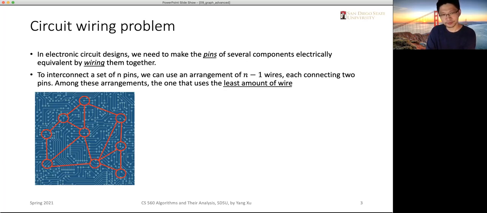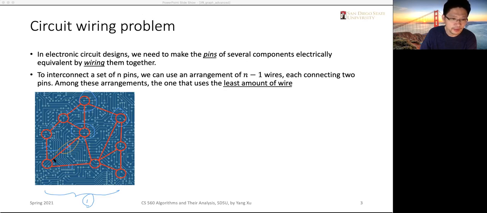So for example, in this leftmost example here, you can think of these circles as the pins, and those lines that connect those circles are the wires. Of course, this is our first solution, but it is not the ideal one, because a lot of those wires are unnecessary. Because once we have, let me use a different color.